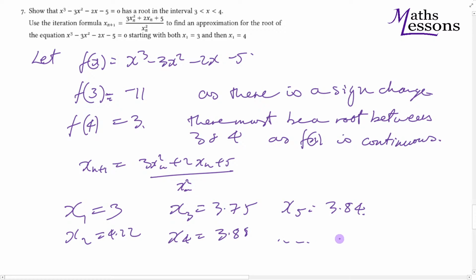And we found that x tends to 3.855 to 4 significant figures. And that is our final answer there.